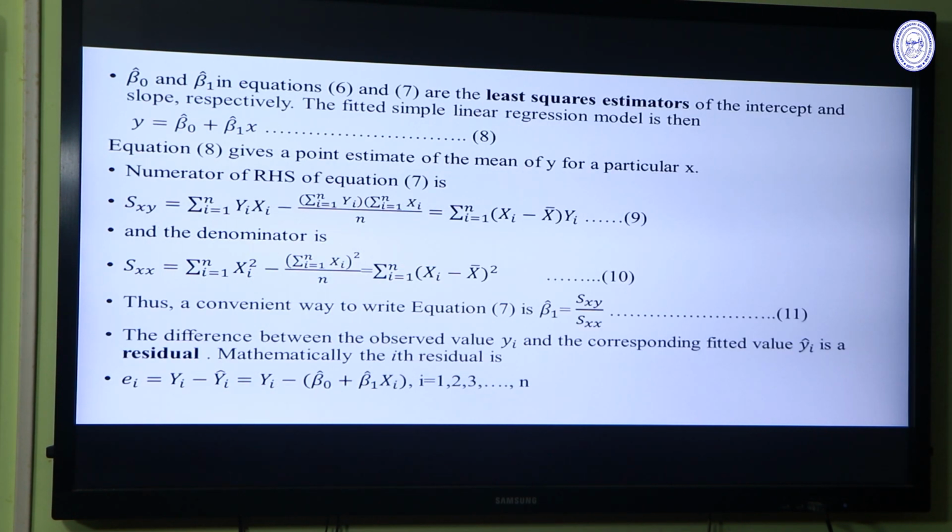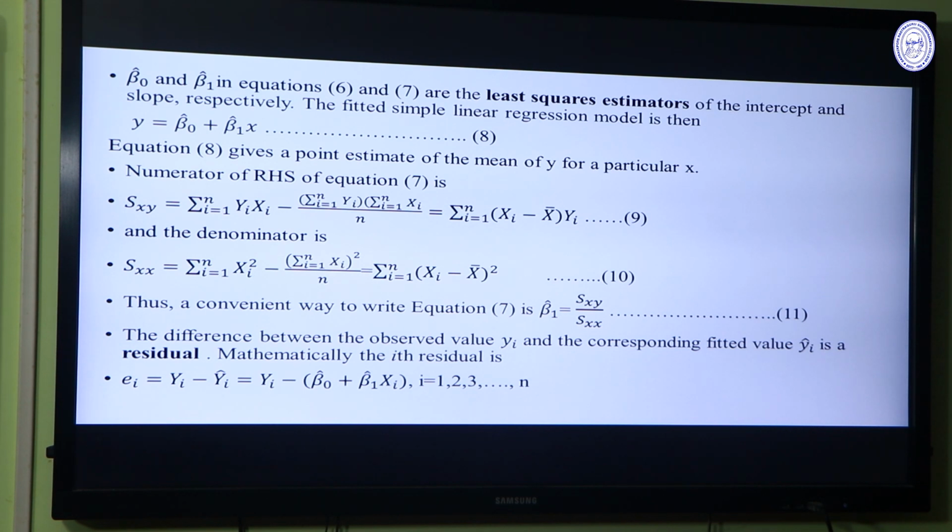Now, beta 0 hat and beta 1 hat are the least square estimators, as I have already mentioned. So, after fitting them, the equation looks like y equal to beta 0 hat plus beta 1 hat x. Now, there is no error term because this is the fitted line, this is the mean line, this is the regression line which is shown by the blue line in the diagram.